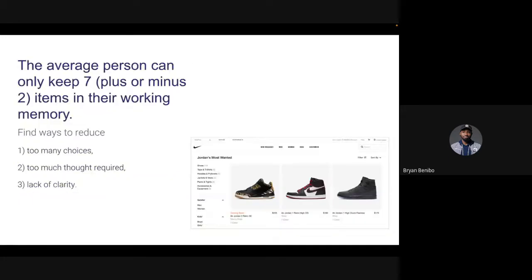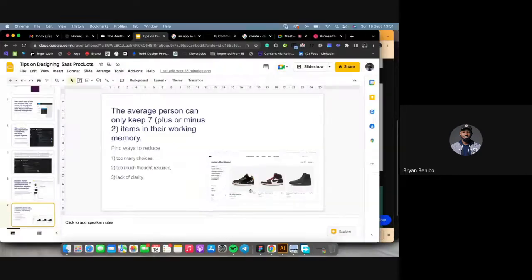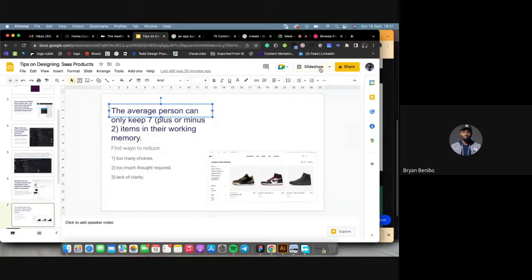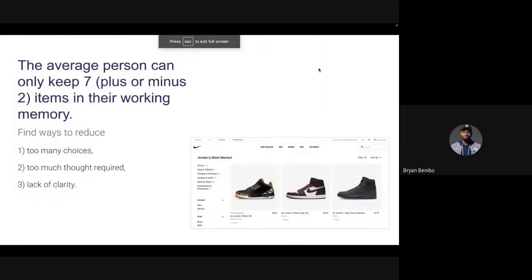The next is, what number is this? This is number 7. Okay. So number 7, I think this is Miller's law. It says the average person can only keep 7 plus or minus 2 items in their working memory. In fact, scrap this. The average person can keep 5 items in their working memory. Do not stress people when they come to your product. Do not stress them. Find ways to reduce too many choices.